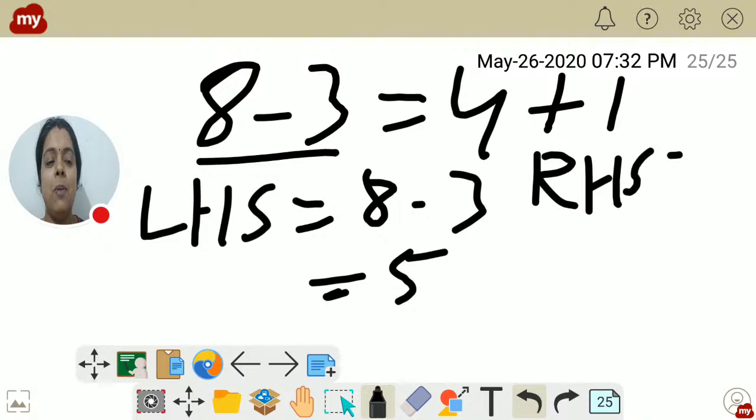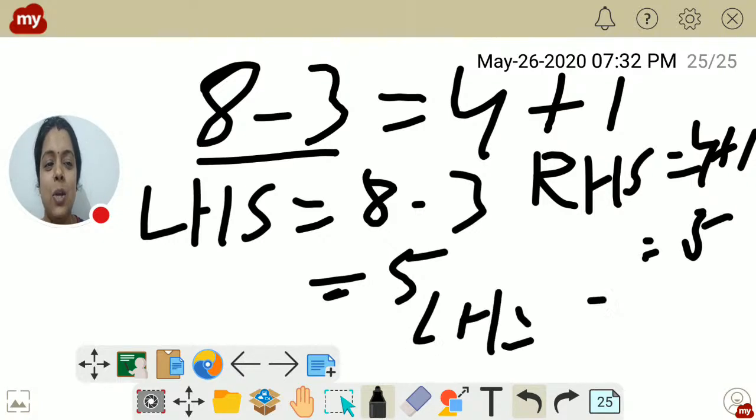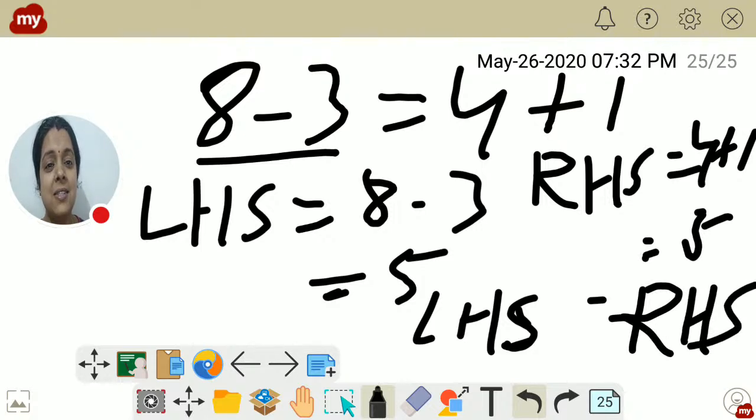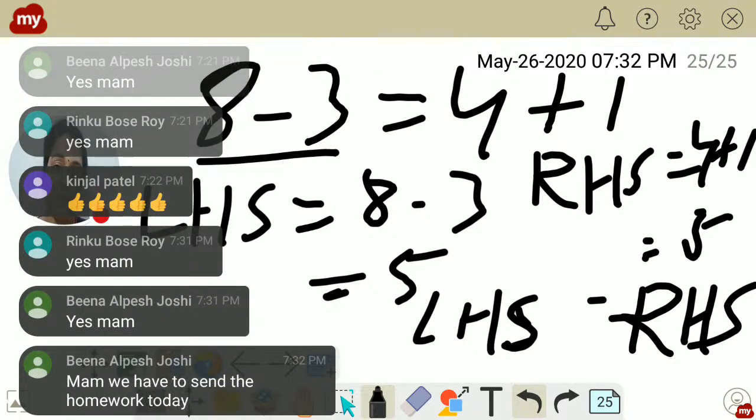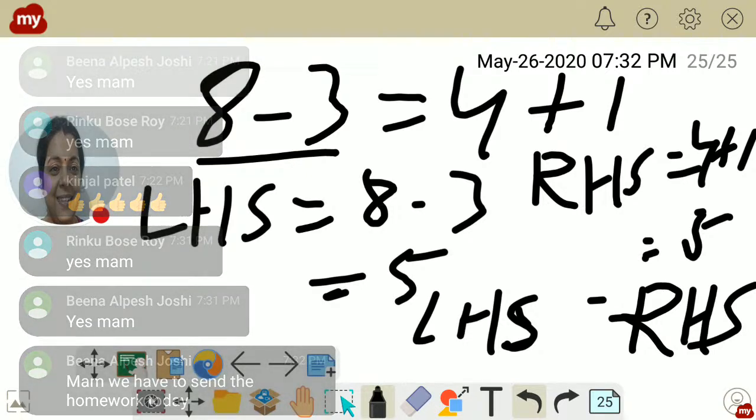RHS: 4 plus 1 is equal to 5. So what do you find here? LHS is equal to RHS, right? So what did you do? LHS, 8 minus 3, all together you solve. RHS, you do all the work, all together, and finally you are able to complete it, right?